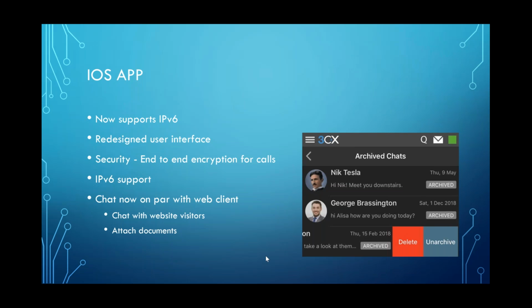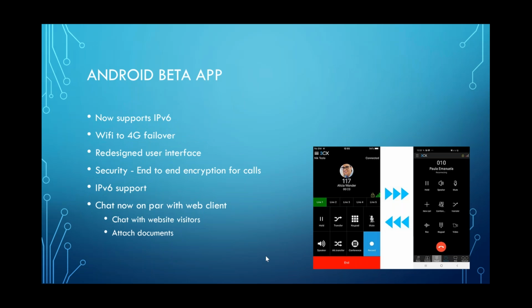Now, this is mostly the same with the Android app, which is now in beta. Typically, the Apple apps get the new features first, but 3CX are very fast to update. So the Android one typically doesn't trail terribly far behind. So mostly the same. It's definitely feature parity.